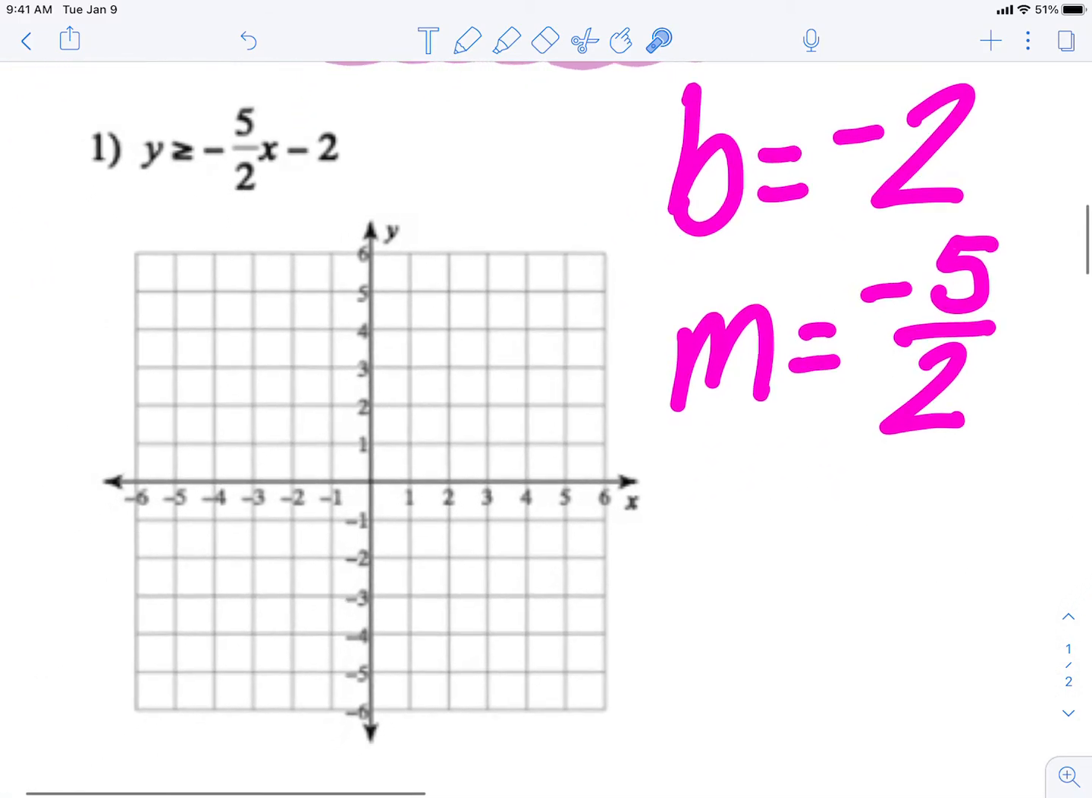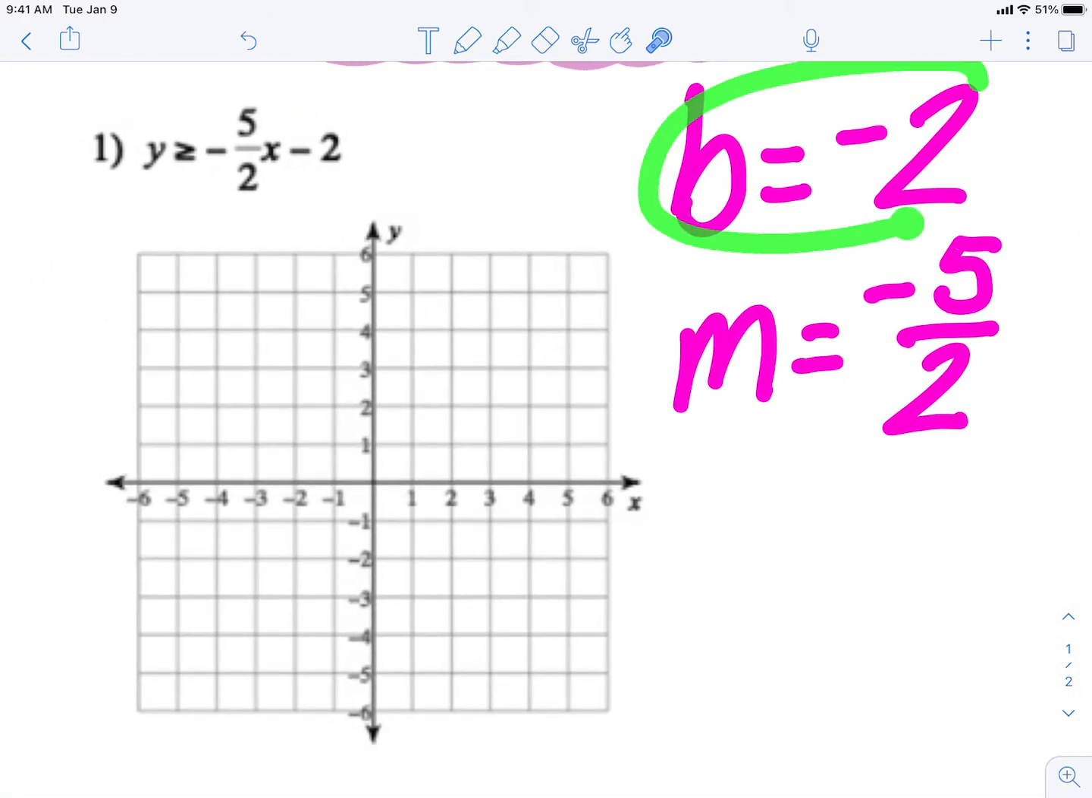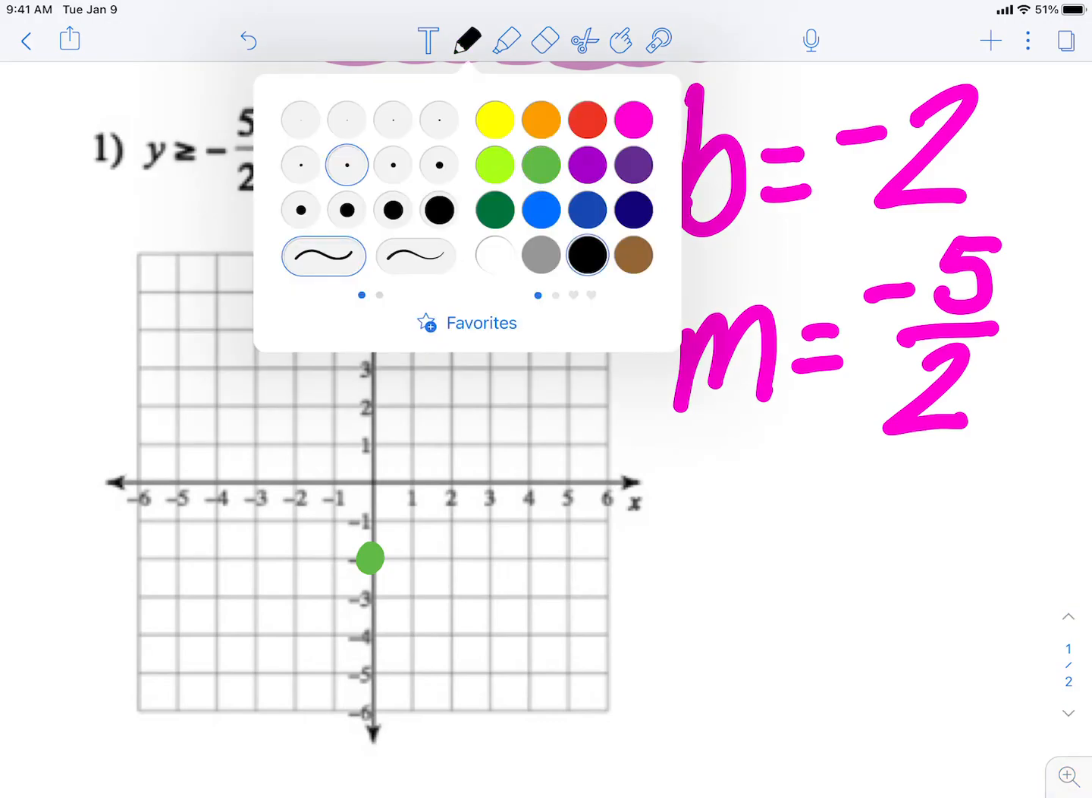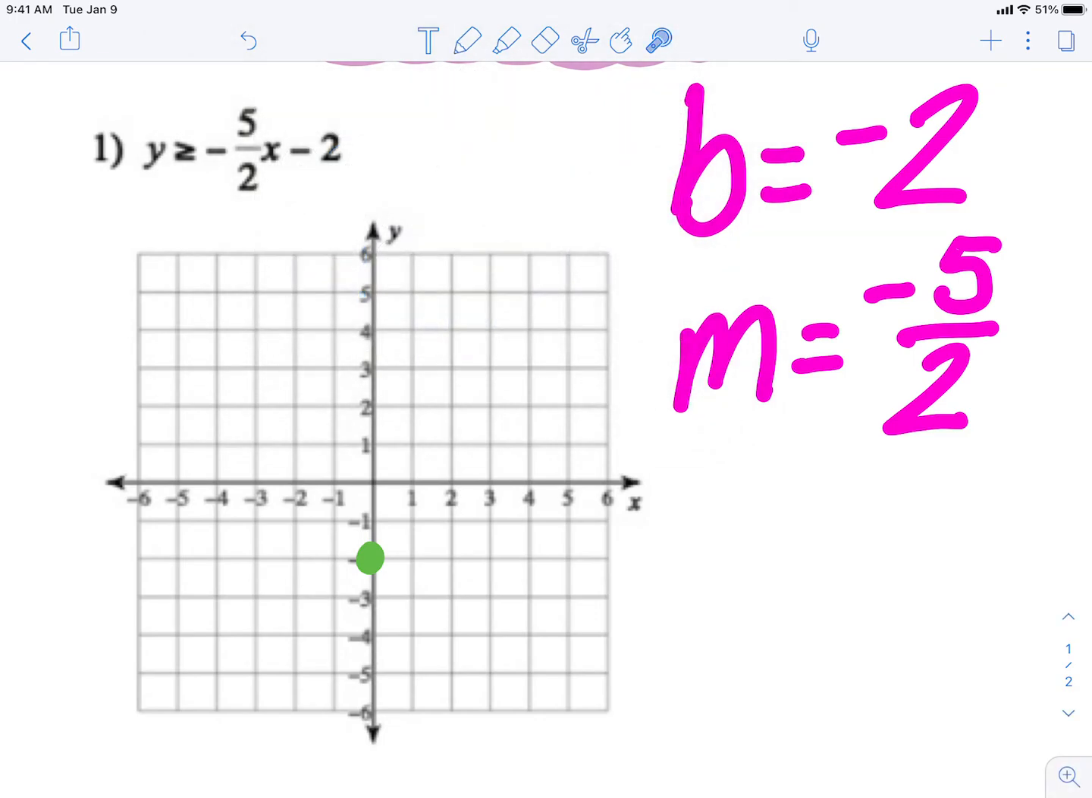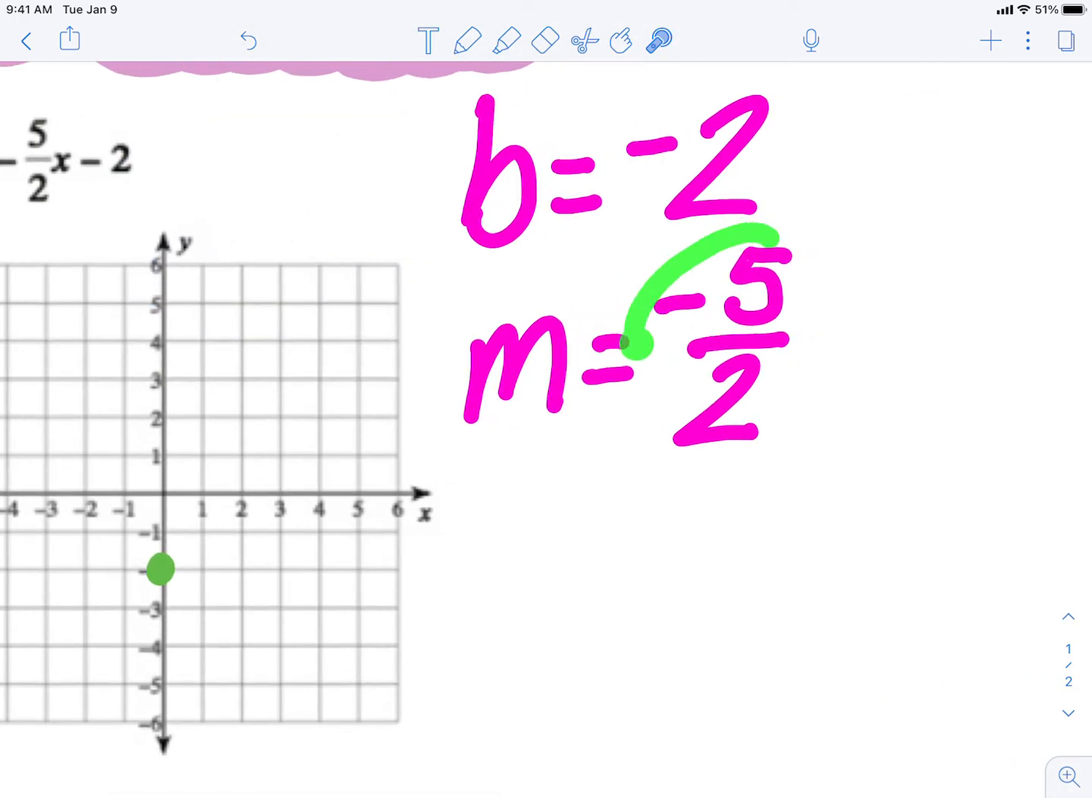So let us graph point b. On the y-axis, we're going to find negative 2, and we're going to put a point on negative 2, just like that. Next, we're going to find a second point with our slope. This says negative 5 over 2. So that means I'm going to go down 5 and to the right 2.